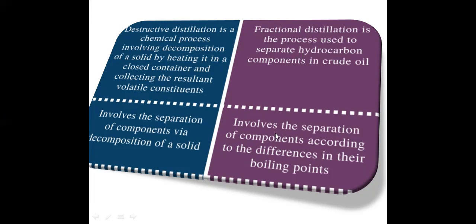It involves the separation of components according to the difference in their boiling points. It's clear that those compounds which have lower boiling points will boil out first, and then we can separate them in a fractionating tower which is designed for fractional distillation. So in that fractionating tower, we can get different components of a mixture by difference in their boiling points.